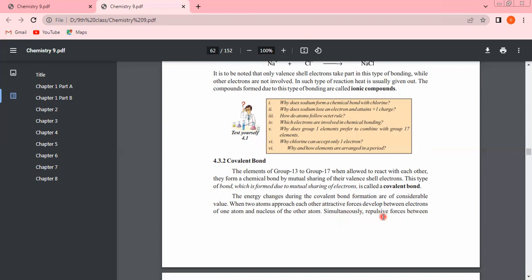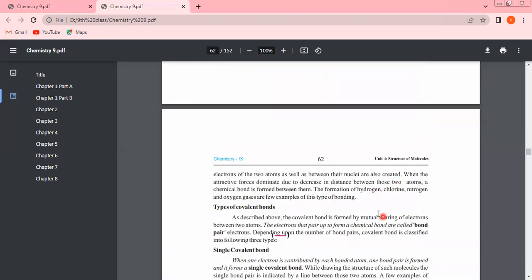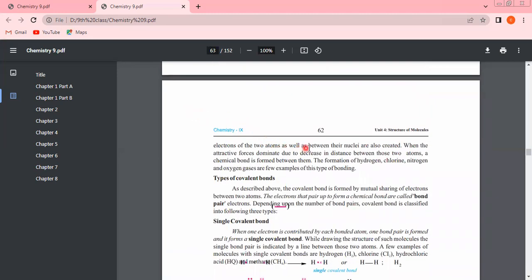Simultaneously, repulsive forces between electrons of the two atoms as well as between their nuclei are also created. When the attractive forces dominate due to decrease in distance between those two atoms, a chemical bond is formed between them. The formation of hydrogen, chlorine, nitrogen, and oxygen gases are a few examples of this type of bonding.